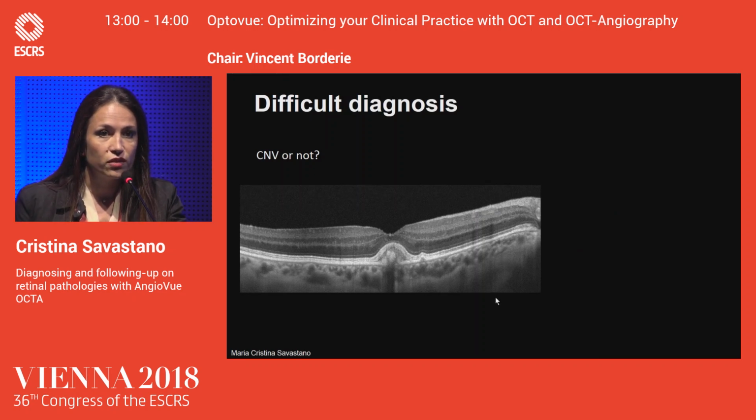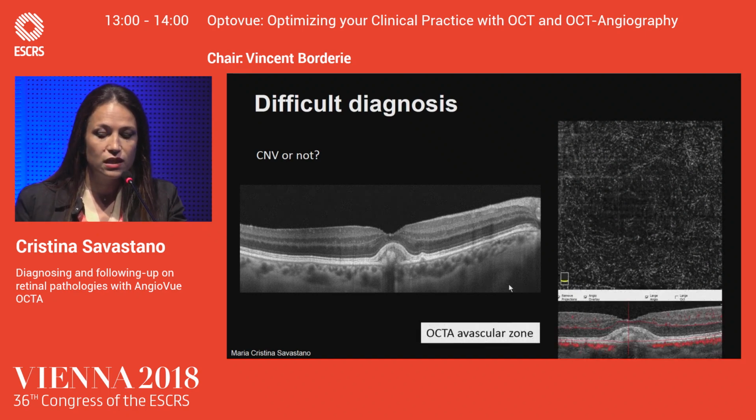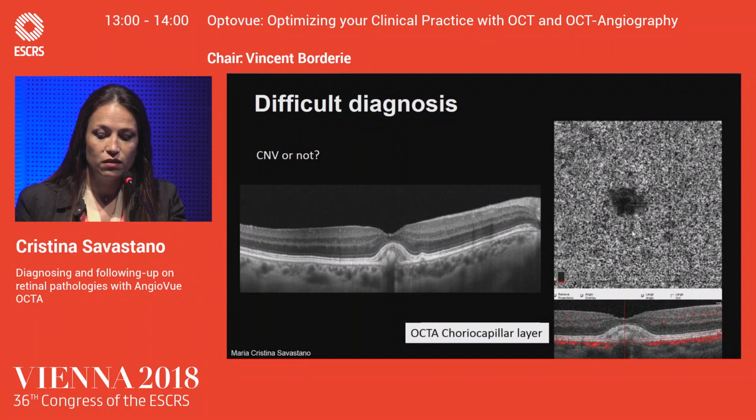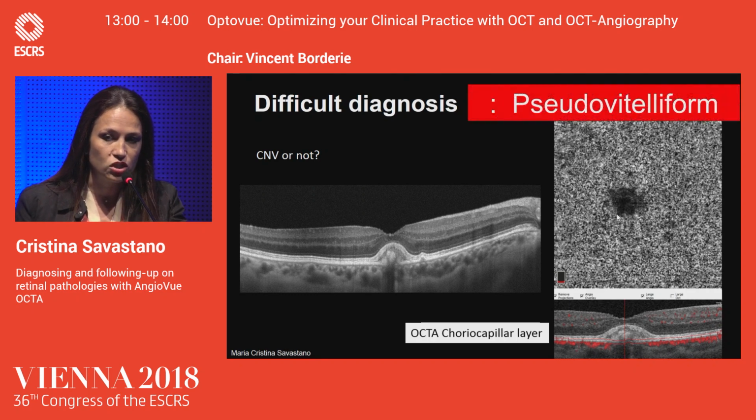Sometimes the OCT angiography is useful, especially in difficult diagnosis when we don't know exactly what is observed. Like in these cases that can be doubtful if there is a CNV or not. We can perform the OCT angiography in a vascular zone and we cannot observe anything anomalous in this area. We can perform here the OCT choriocapillaris analysis and no alteration can be observed. So, with the clinical application and ophthalmoscopic observation, we can see that this patient has a pseudovitelliform.